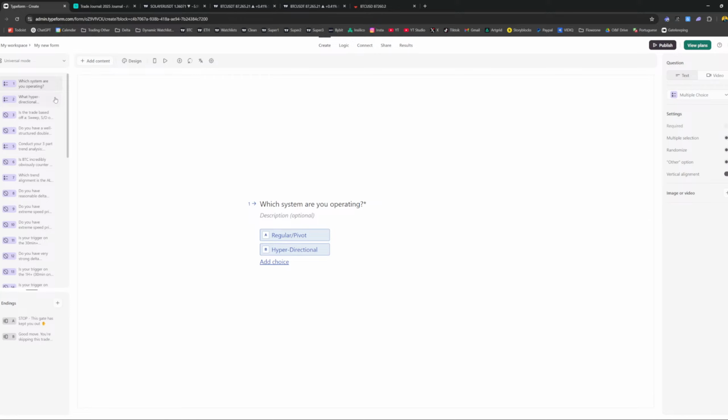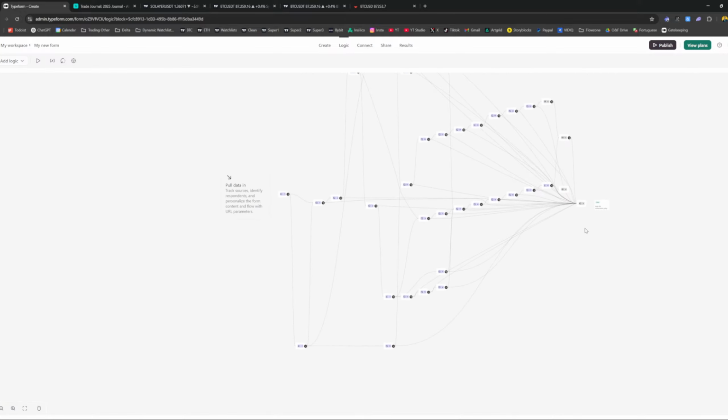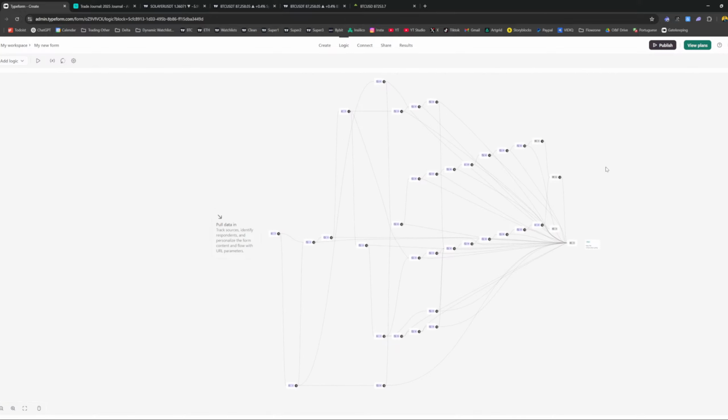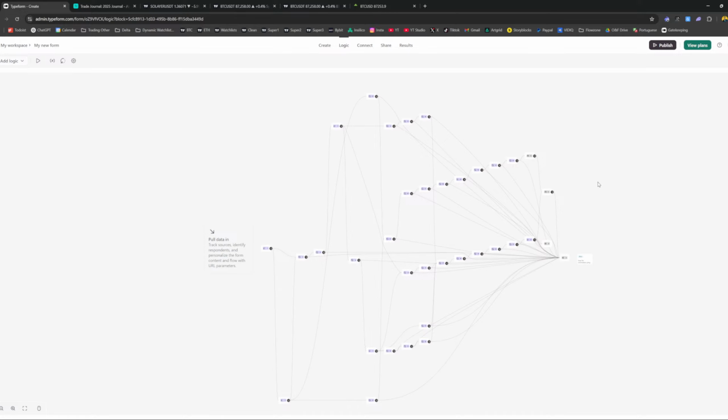Which system are you operating? What hyper-directional markets are you trading? Blah, blah, blah. Once you put this together, it becomes a very straightforward, flashcard-like gatekeeping process, which I believe is now superior to what I was doing on Airtable. I just want to run through what that looks like, and we can go through some examples. Give me one sec.